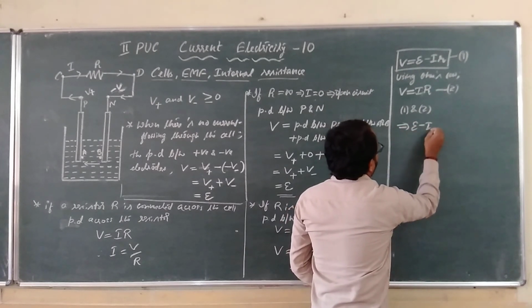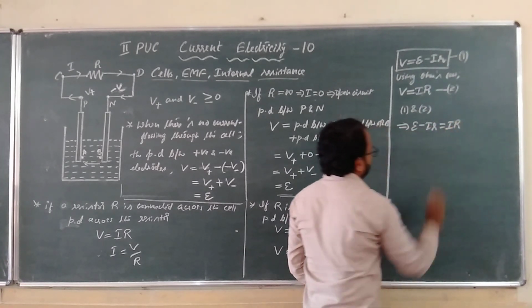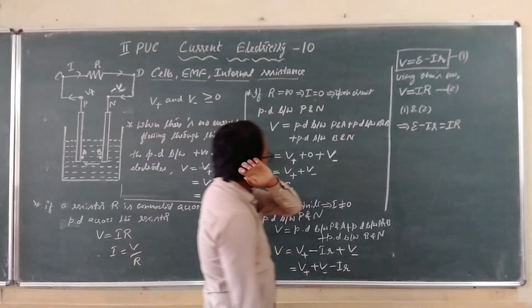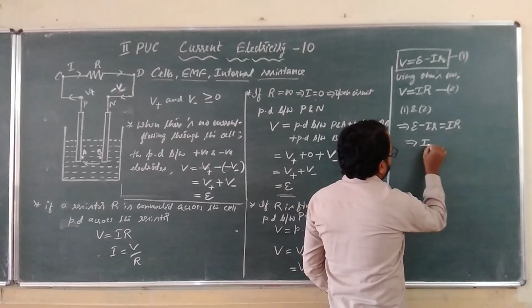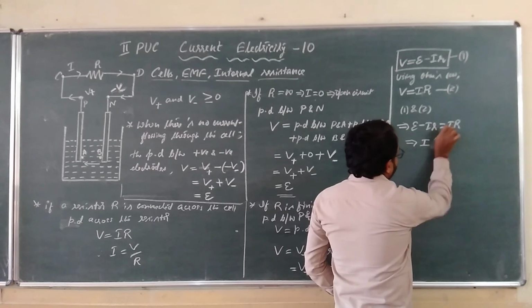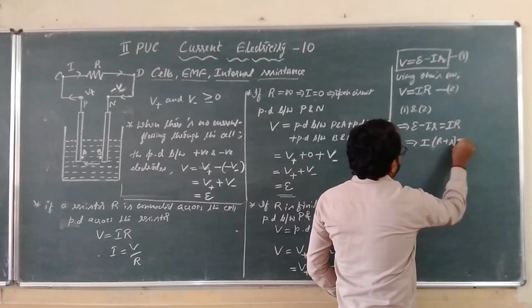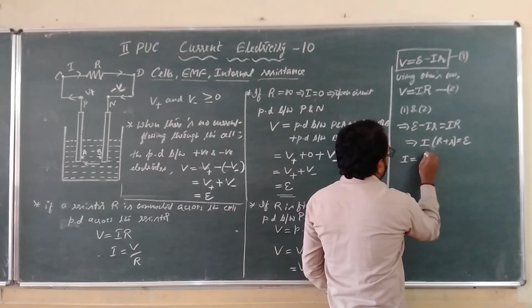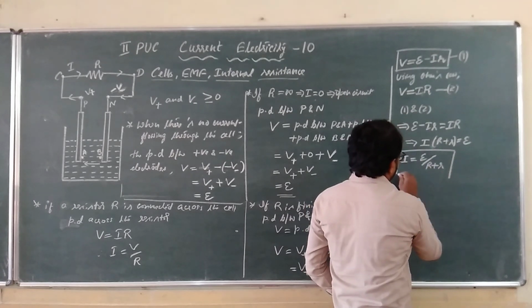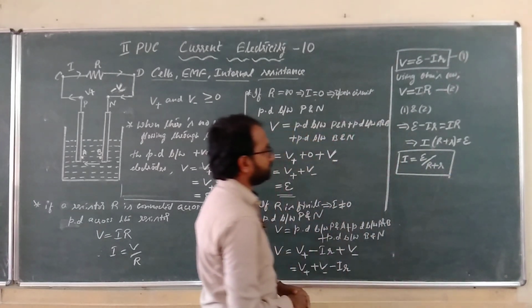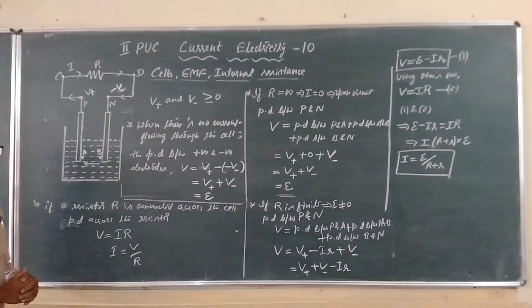E minus Ir is equal to I into R, right? Or I into (R plus r) is equal to E, or I is equal to E by (R plus r). So this is the current flowing through the resistor or through the cell. So I is equal to E by (R plus r), where capital R is the resistance of the resistor connected across the cell, small r the internal resistance offered by the cell to the flow of current.